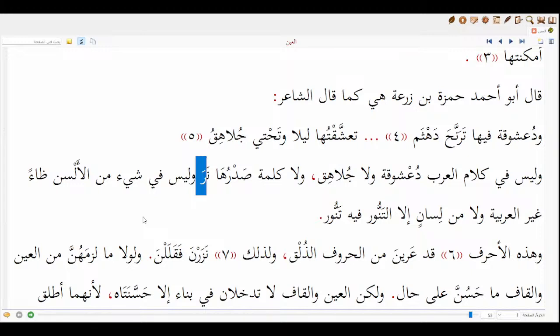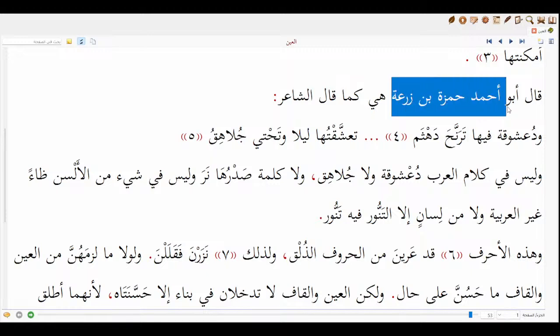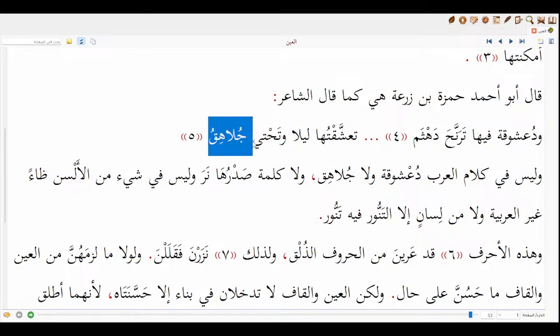And so it's almost like he's refuting, or disagreeing with this Abu Ahmad Hamza ibn Zar'a, who has brought forth this line of poetry and given two words, du'shuqa and julahiq. He's saying that this doesn't exist in Arabic speech. Possibly he's disagreeing with him. And he's also saying there is no word in Arabic the beginning of which starts with nara. And no language has a dha except for Arabic.